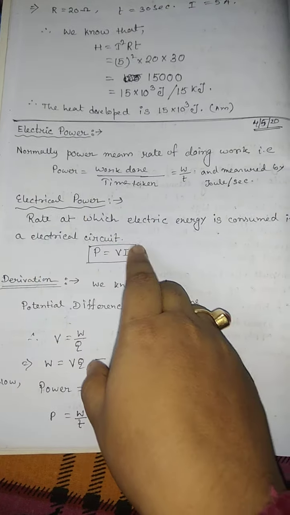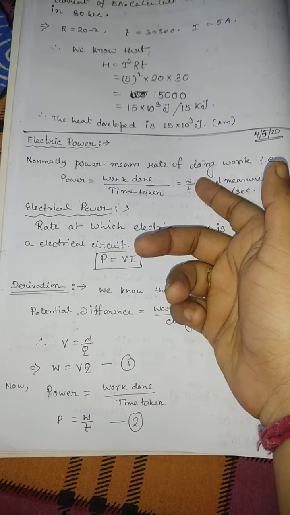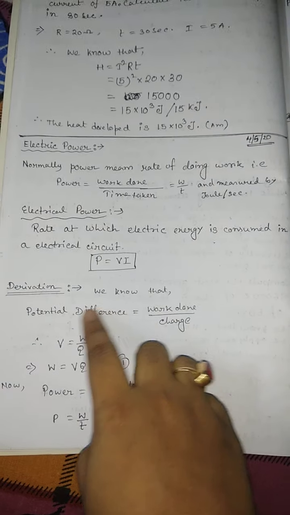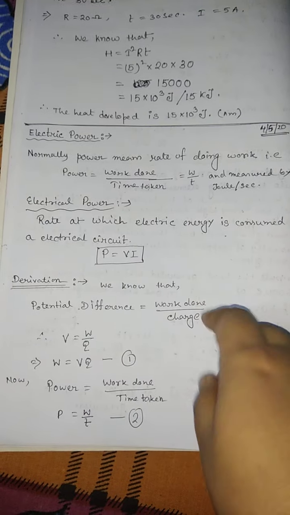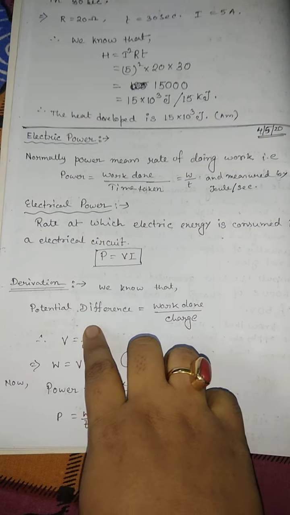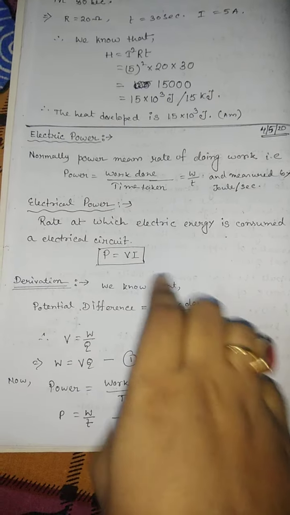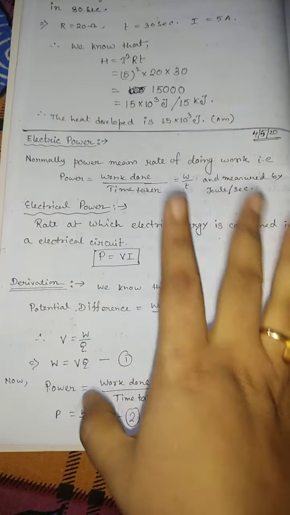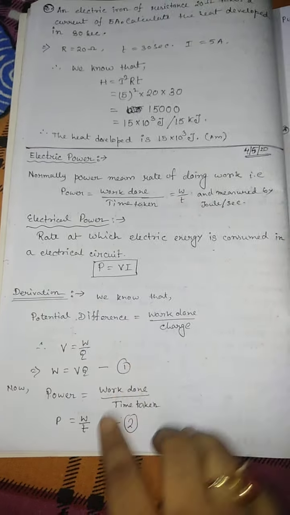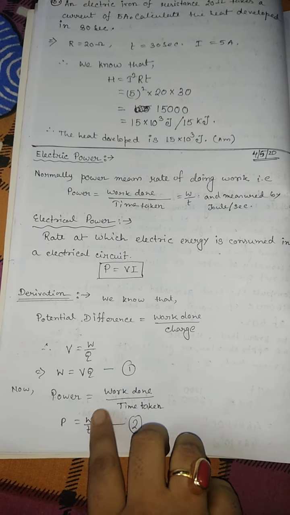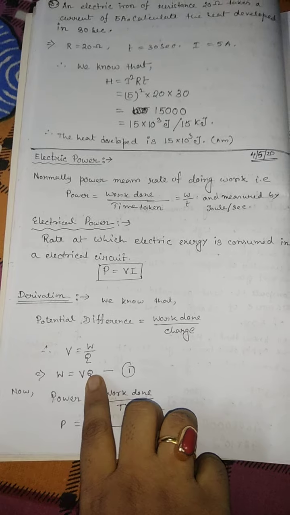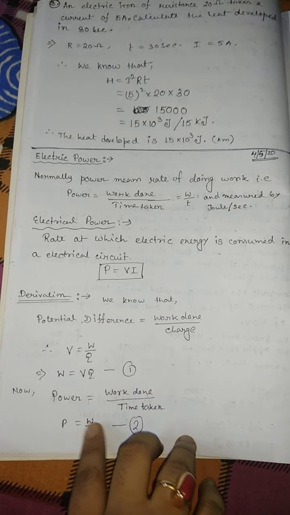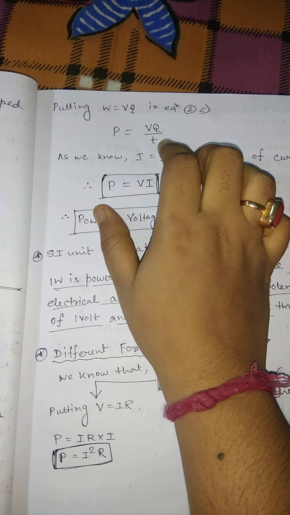How? We know that potential difference equals work done by charge. These two equations are similar. How do we get from this equation to this? From the definition, potential difference V equals W by Q, so W equals V into Q. Now from the normal definition of power, work done by time, W by T. In place of W, if we put V into Q, then P equals VQ by T.